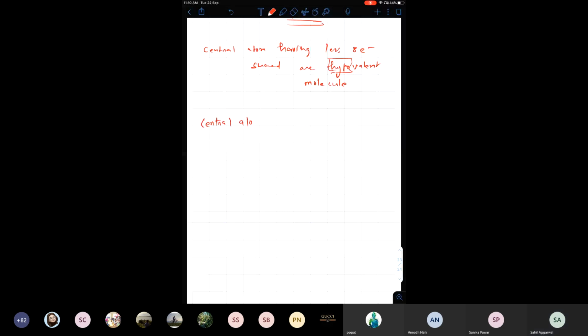Central atom having more than 8 electrons shared are hypervalent molecule. Hypervalent molecule. Understood? So it's hyper, right? HYPER. Yeah. Okay, sir.